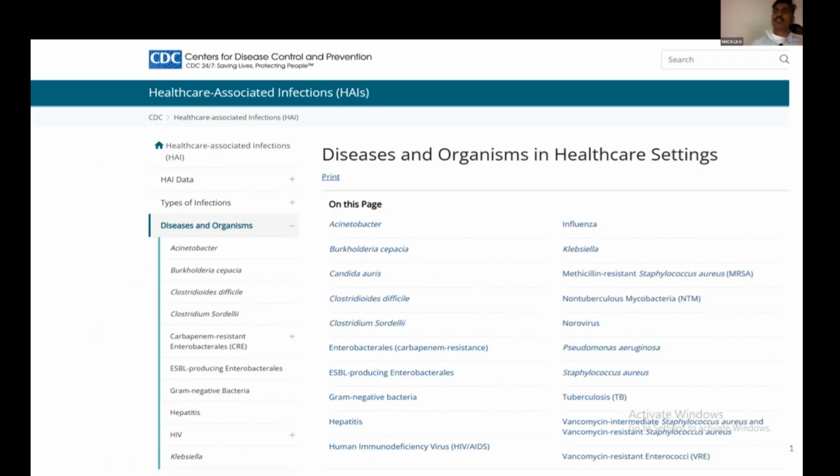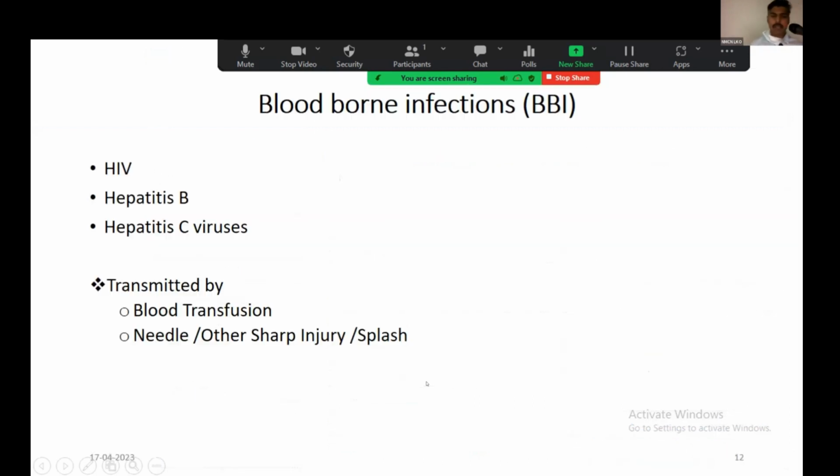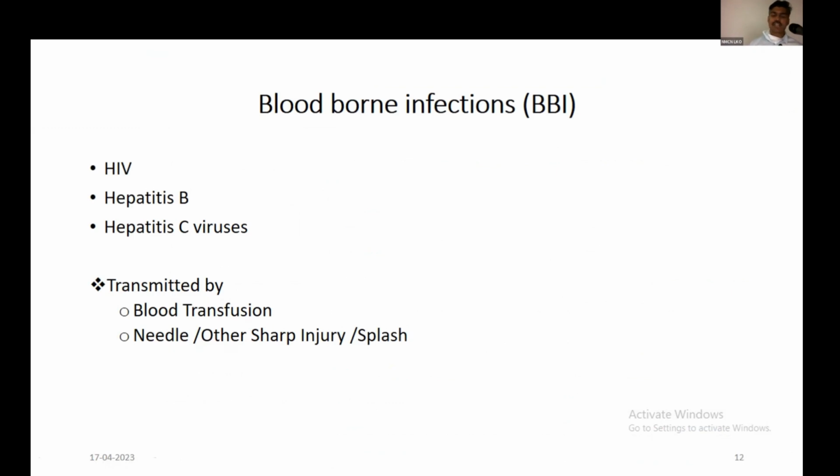If you go to the CDC website, there is a list showing the organisms causing hospital-acquired infections. The organisms I mentioned are the ESCAPE pathogens, but the list also includes Mycobacterium tuberculosis, norovirus in the pediatric population, and hepatitis and HIV viruses, which can be caused by needle stick injuries after admission to the ward. There can be bloodborne infections like hepatitis C virus and HIV. These are transmitted by blood transfusion, needle or sharp injuries, or splash injuries.